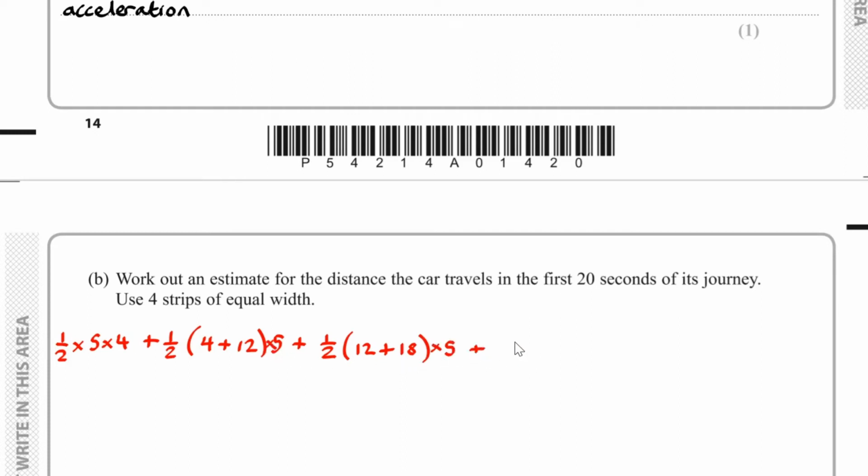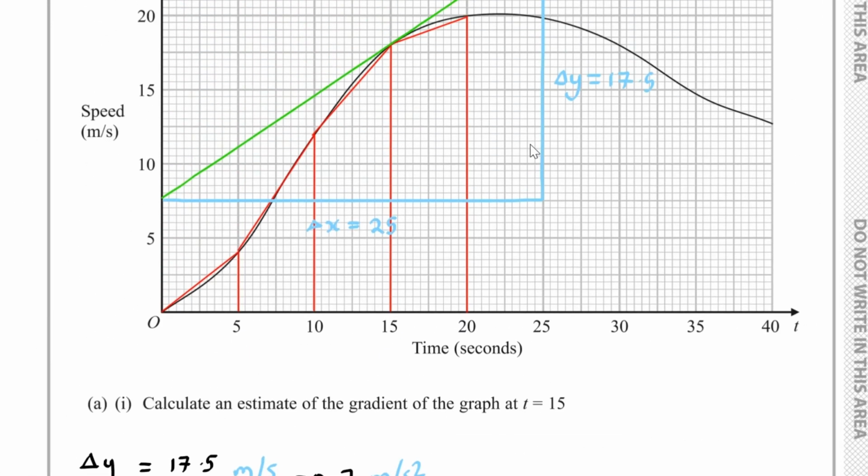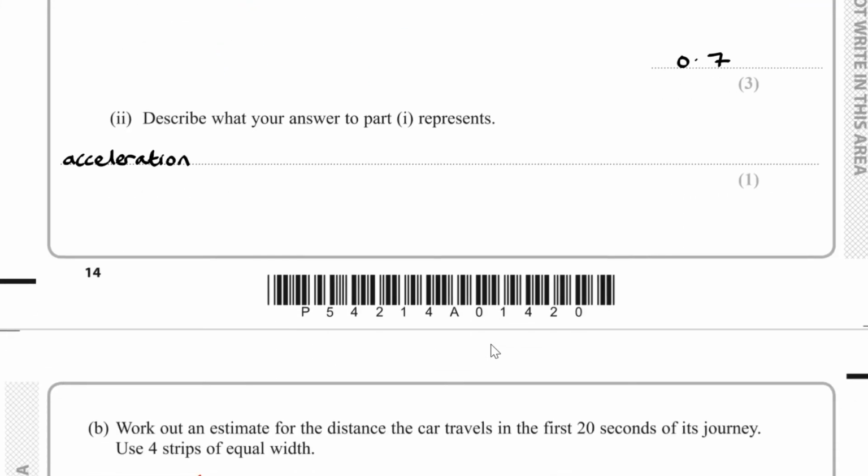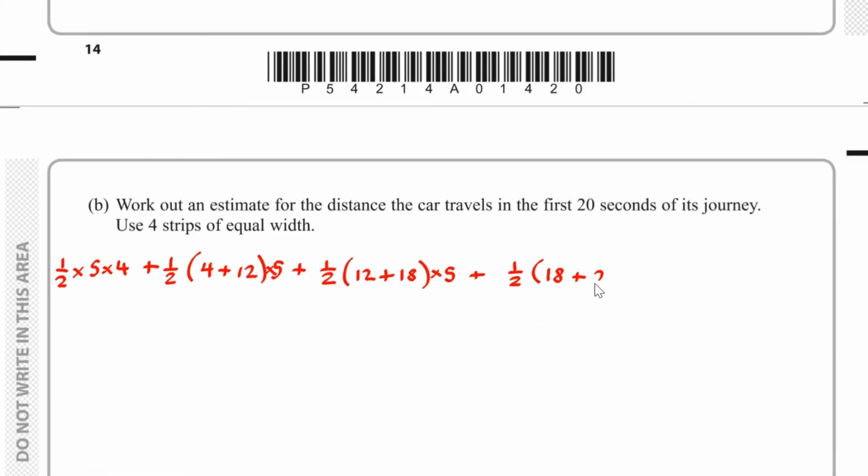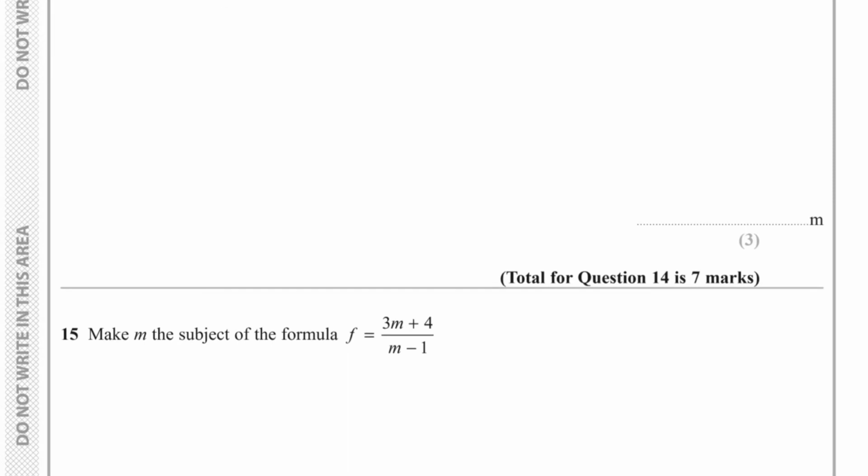And then for the final one, we have a half times by 18 plus 20 times by 5. And if we work all of this out, we end up with 220. So an estimate for all this will be 220 meters.